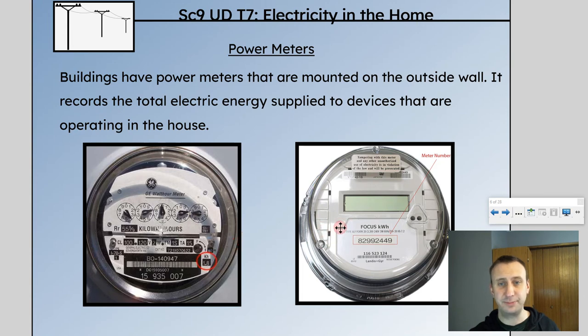But now we have these smart meters. And these smart meters are really neat because they actually transmit the information wirelessly, like through cell phone networks, to a central hub for your power company. So anyways, you have these power meters on the outside wall. It records the total electrical energy supplied to devices that are operating in the house.